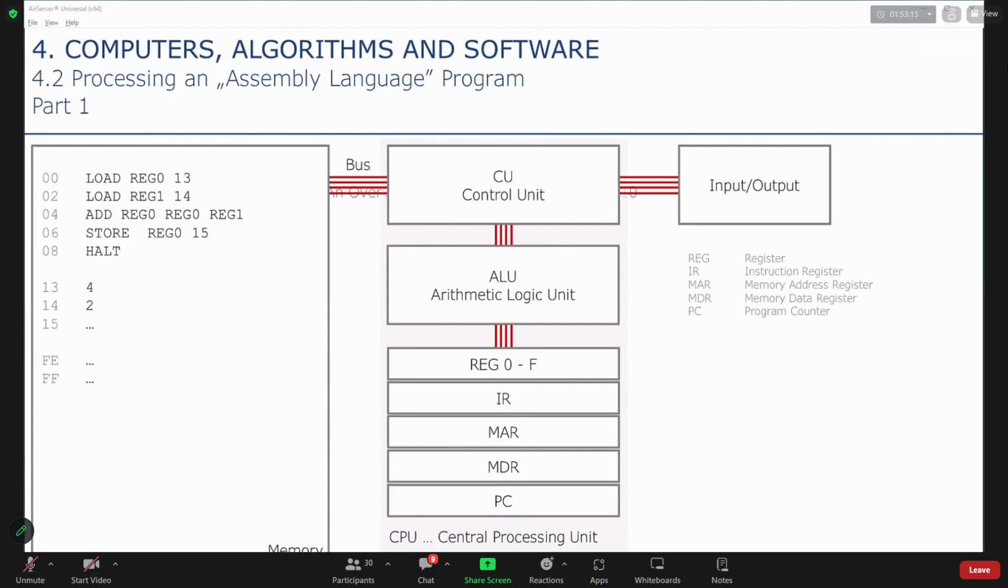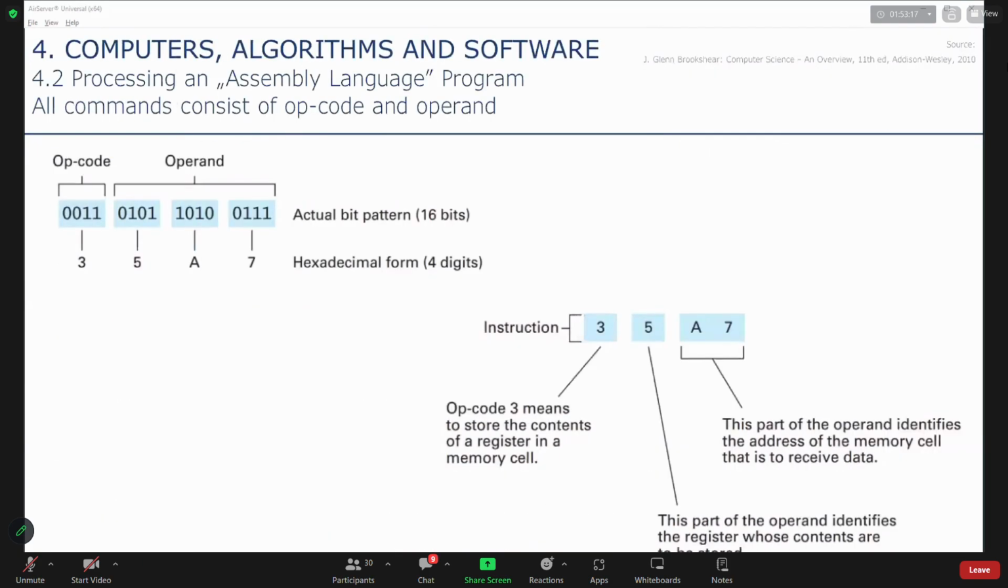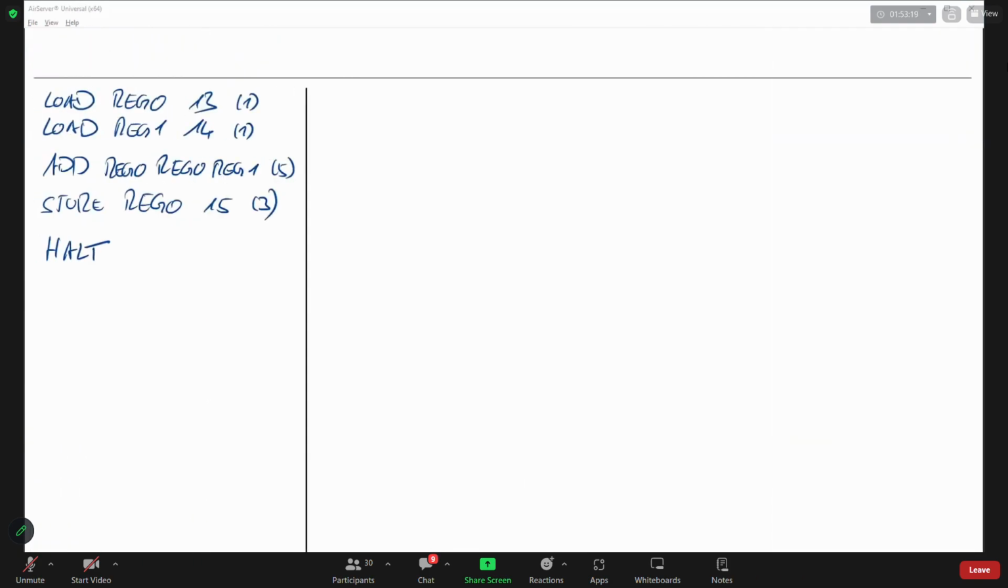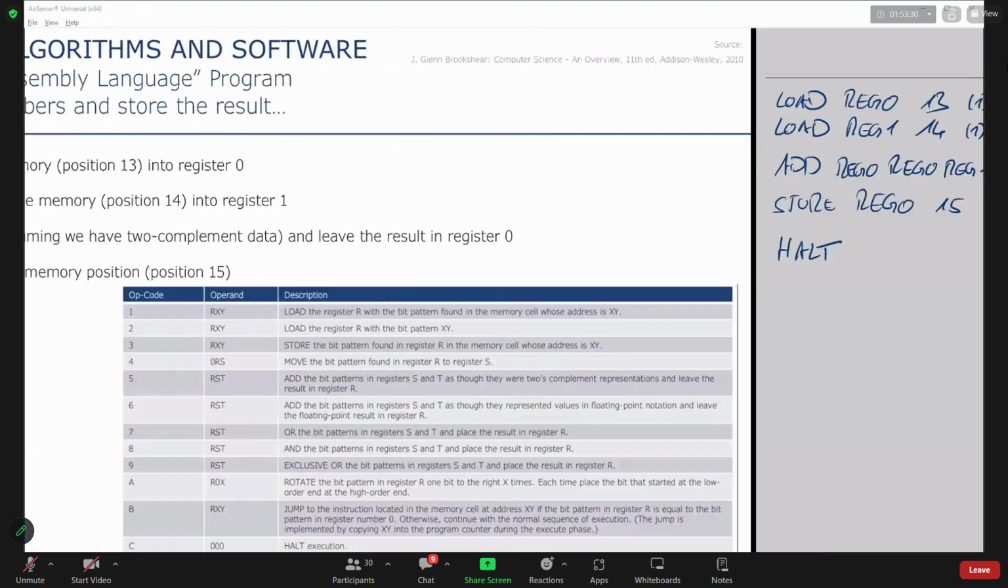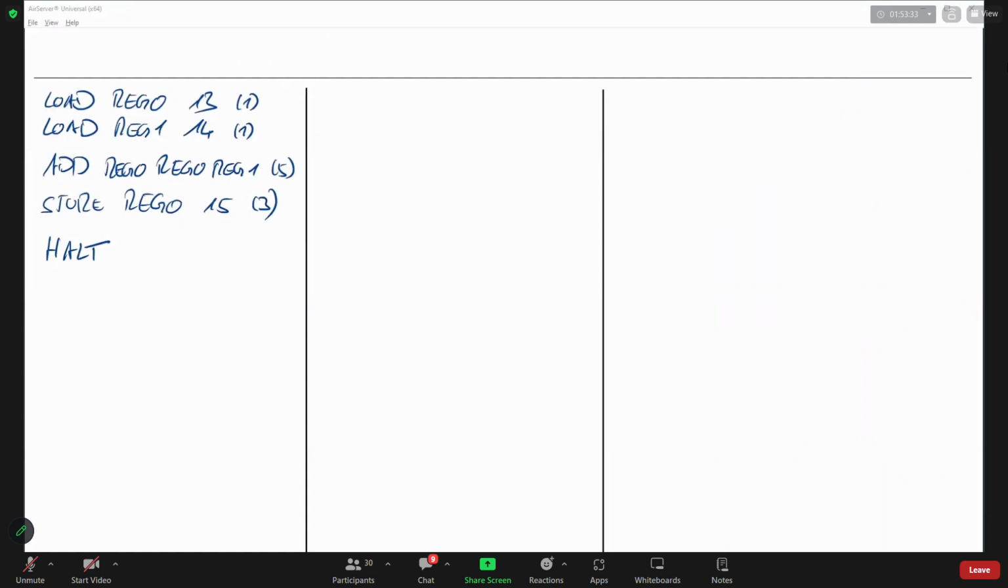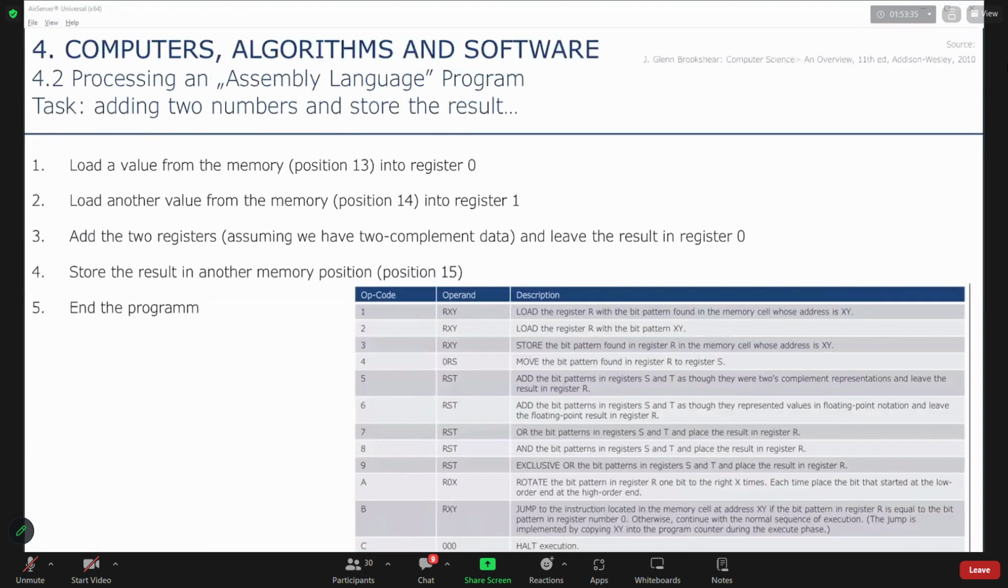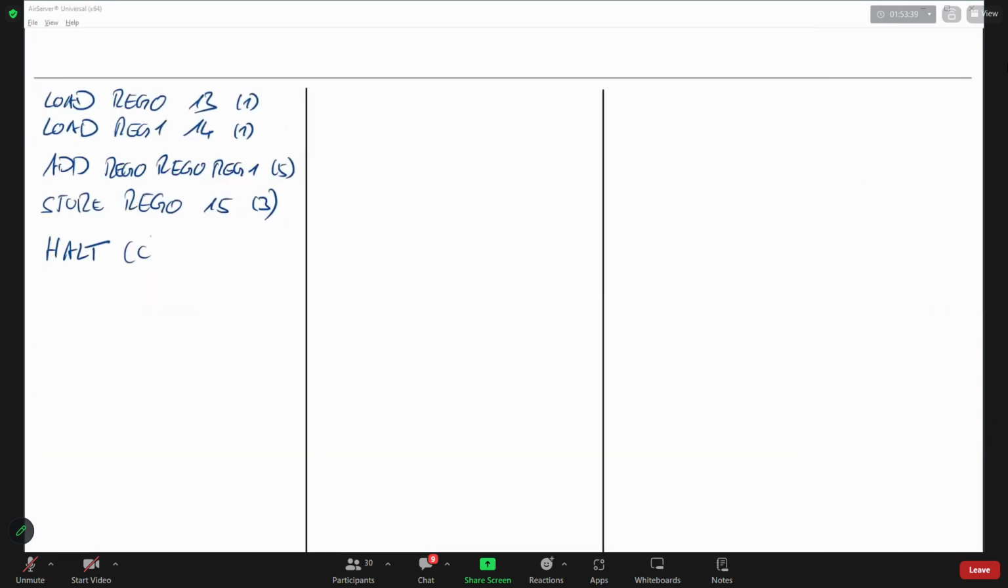Now we have here our program, and we have it more or less in a text written manner. What we have to do now is create the operation code out of that. And so the opcode for the different functions that we have here, for the halt, that's C. The opcodes are 1, 1, 5, 3, and C.